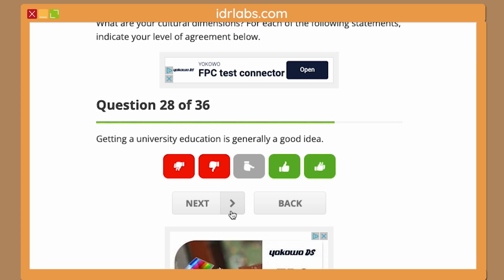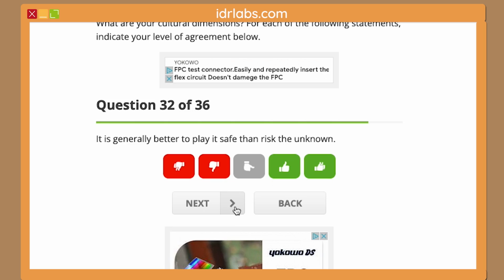Question 28. Getting a university education is generally a good idea. You're asking someone with a filmmaking degree, a skill so non-specific in a part of the world that makes hardly any films. It is generally a good idea. Question 32. It is generally better to play it safe than risk the unknown. Both have their merits. There's a time to play it safe, but there's so much to gain by risking the unknown. I am absolutely ending up in space.